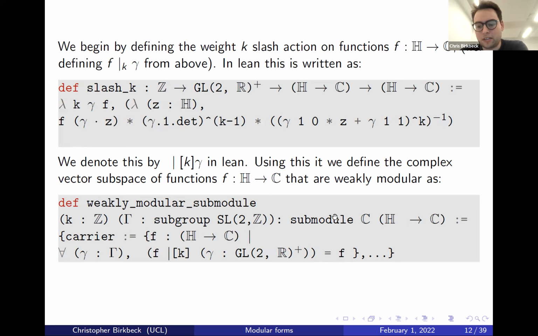Think of vector, if you've not seen this before, it's just a vector space. So this is a complex vector space of functions which are weakly modular. So that's the first thing we have. And this one was pretty easy. And now I start looking towards the holomorphic condition, which is the next one.